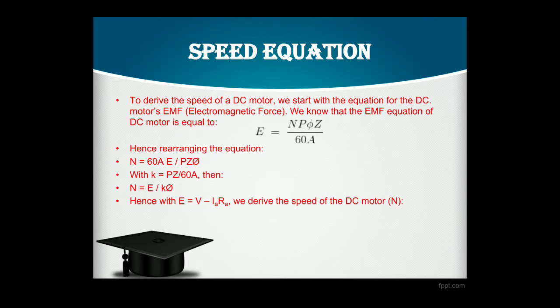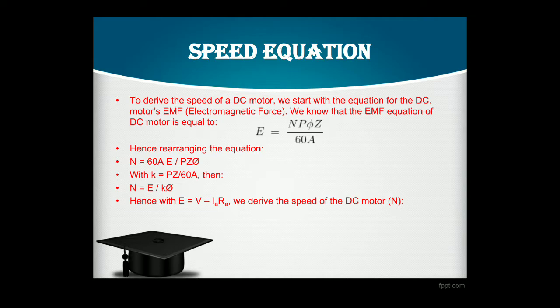If we assume PZ by 60A is a constant K, then N equals E by Kφ. Hence with E equals V minus IaRa. E stands for the back EMF, which equals V, the supplied or applied voltage, minus Ia into Ra, the product of Ia, the armature current, and Ra, the armature resistance.